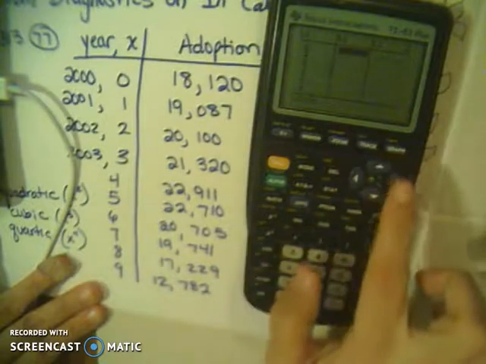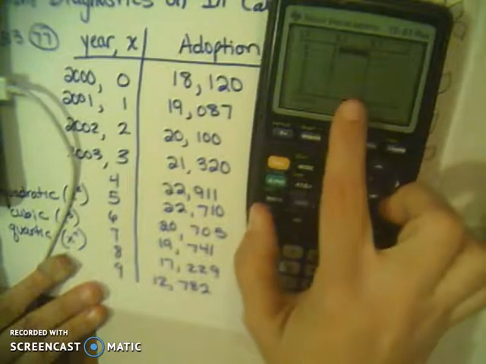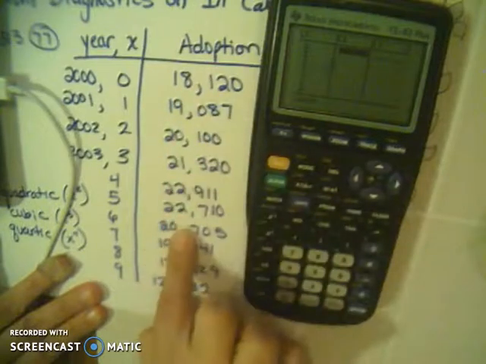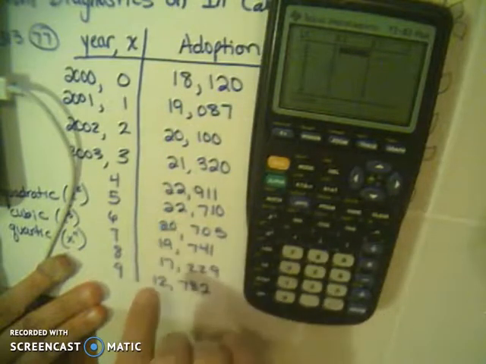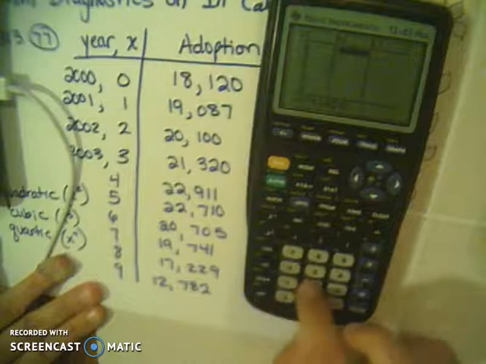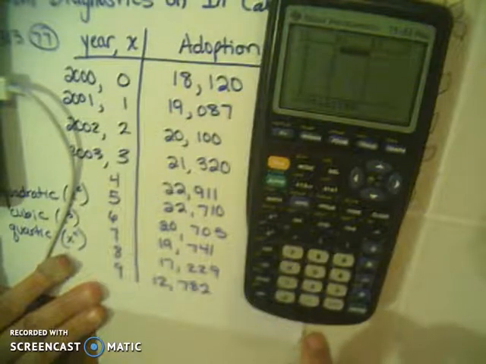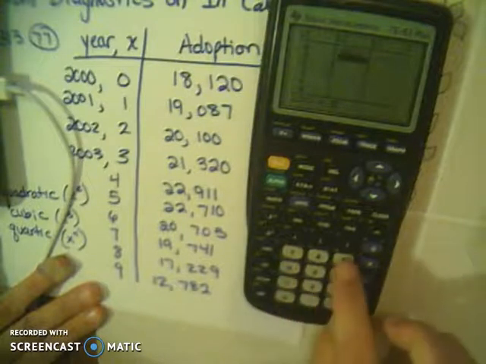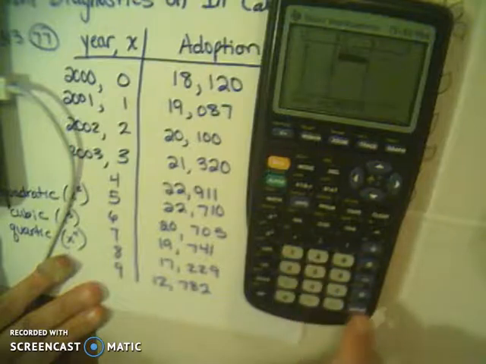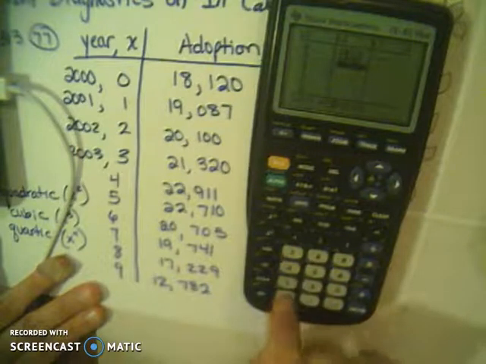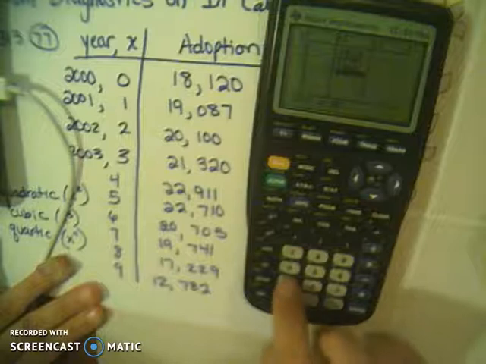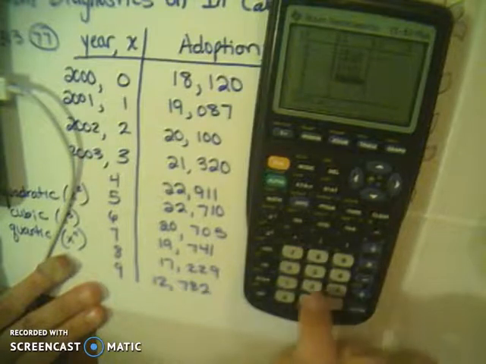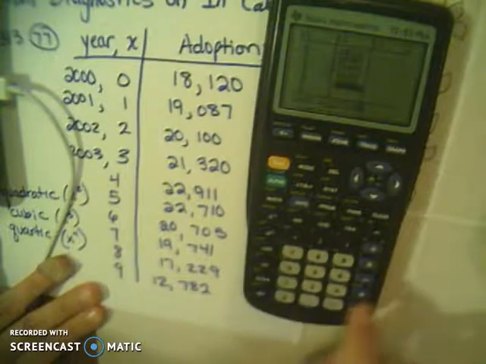So I just pressed the right arrow button, and it moved me over to L2, and that's where I'm going to enter my second list of data, and that's the number of adoptions. And just be really careful that you don't skip anything or mistype anything, because it will throw your answer off. So the first one is 18,120. Hit enter. And then we're going to enter all of them. 19,087. Enter. 20,100. Enter. 21,320. Enter. 22,911. Enter. And so on until they're all in.